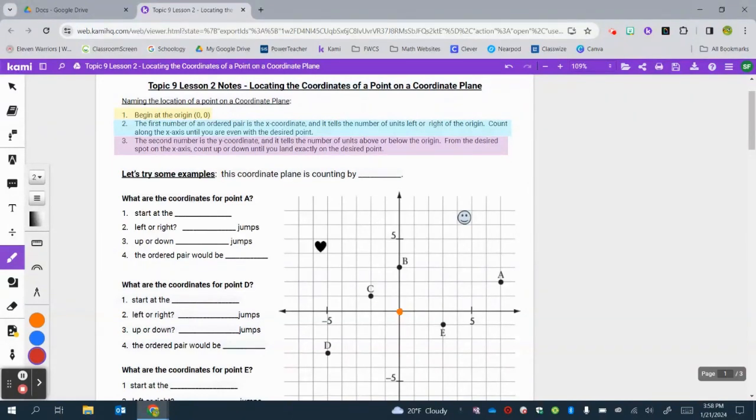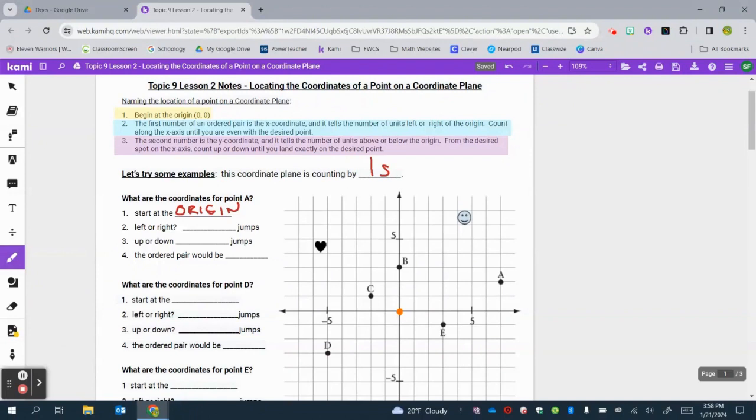First thing that's important for me to recognize is that this coordinate plane is counting by ones, right? Not all coordinate planes count by ones, so we need to pay attention to what we are counting by in order to find the correct coordinates. So for the first example, we're going to find the coordinates for point A. And for finding the location of a point, we are always going to start at the origin, which I've indicated with our orange dot here. And then we're going to move left or right first.